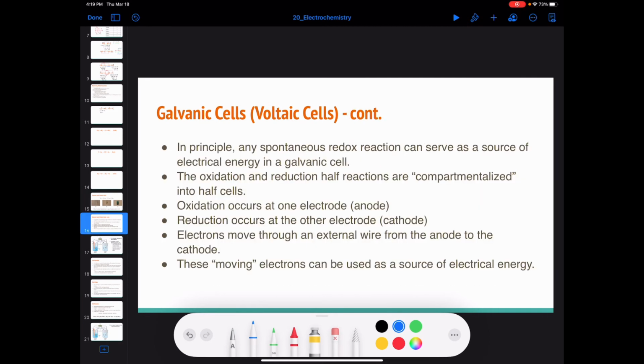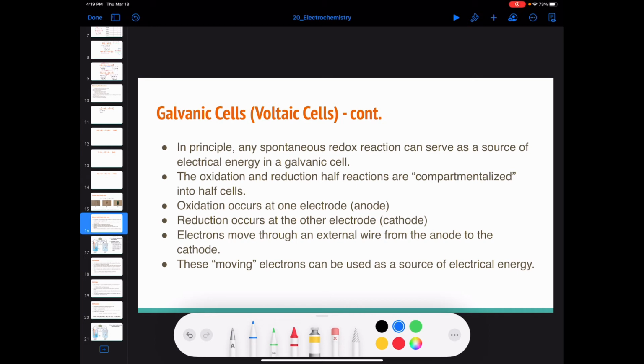So this is where we can make batteries. It's the whole idea behind a battery. Any spontaneous redox reaction can serve as the source of electrical energy in our battery, right? And what we're going to do is instead of just putting the two half reactions together, putting the copper and the silver together in the same vessel, we're going to compartmentalize them. We're going to separate them into two half cells. And then we're going to force the electrons to move through a wire in order to light up a light bulb or do whatever we want, charge or run our phone.